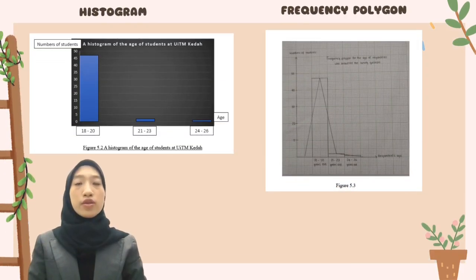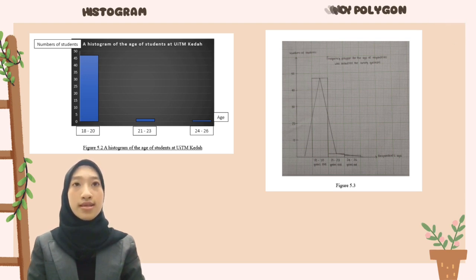Figure 5.2 and 5.3 show the age distribution of the 50 respondents who answered the survey question. The majority are students aged between 18 and 20 years, comprising 47 respondents. Additionally, there are 2 respondents in the age group of 21 until 23 years, and only 1 respondent falls within the age range of 24 until 26 years.